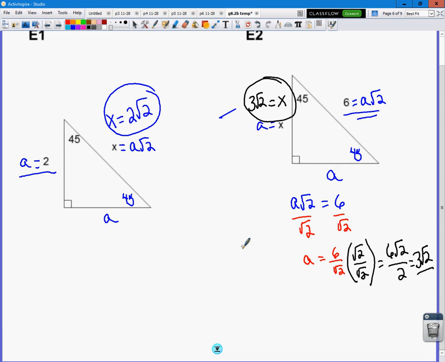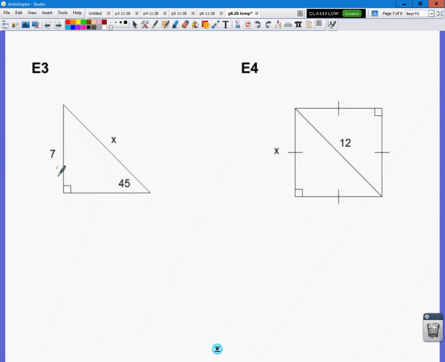Everybody okay with the first two examples? Again, I'll give you a minute to copy down example 3 and 4.